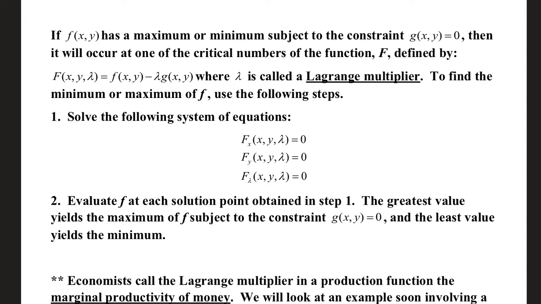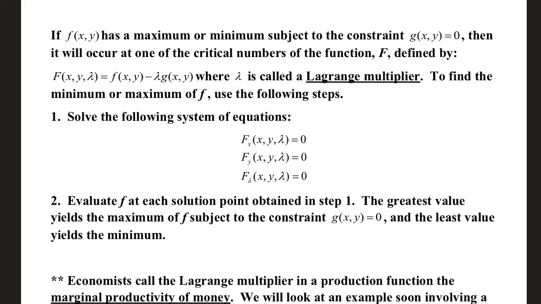If f of x, y has a maximum or minimum subject to the constraint g of x, y equals 0, then it will occur at one of the critical numbers of the function capital F, defined by f of x, y, and lambda, and that's going to be equal to the function given, f of x, y, minus lambda times your constraint. The constraint will be a function also of x, y that was set equal to 0. Lambda is called a Lagrange multiplier.